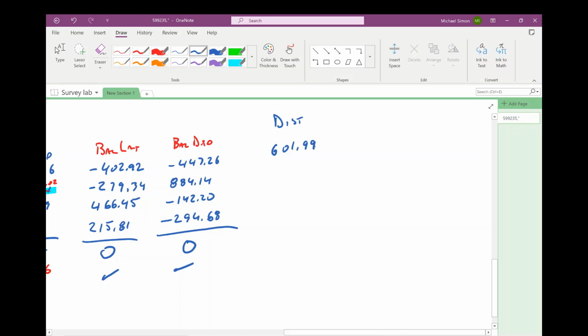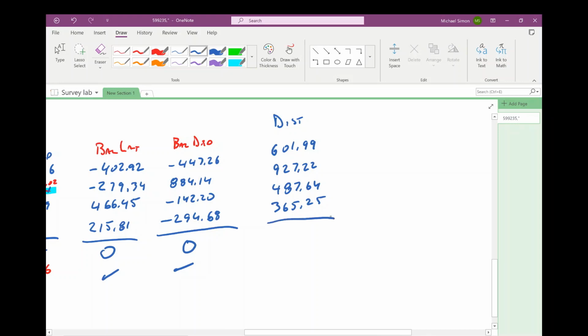279.34 squared plus 884.14 squared, square root, equals 927.22. 466.45 squared plus 142.2 squared, square root, equals 487.64. 215.81 squared plus 294.68 squared, square root, equals 365.25.